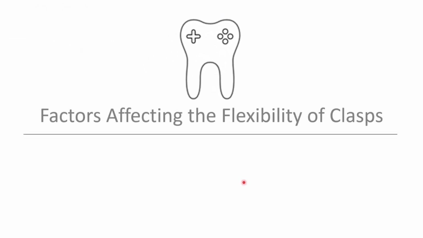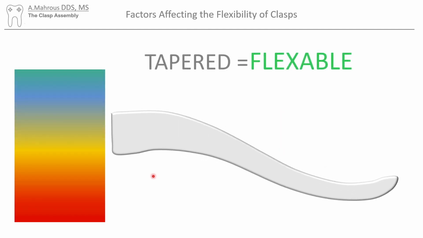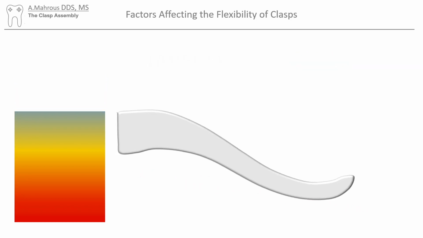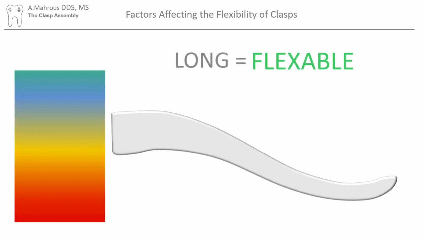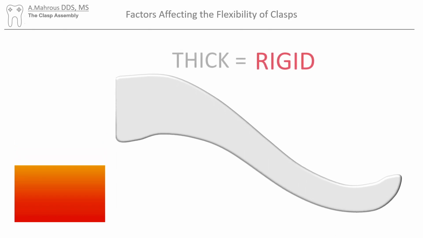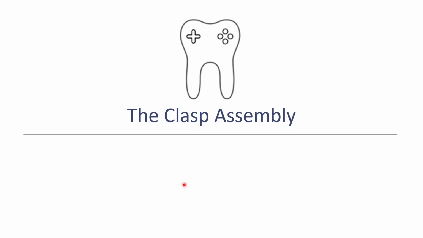Lastly, we'd like to talk about some of the factors that affect the flexibility of clasps. Generally speaking, a uniform clasp that is as thick at the origin as it is at the tip is considered a rigid clasp. A tapered clasp that tapers from origin to terminus is considered a flexible clasp. A short clasp is considered rigid, while a long clasp is considered flexible. A thick clasp is considered rigid, while a thin clasp is considered flexible.